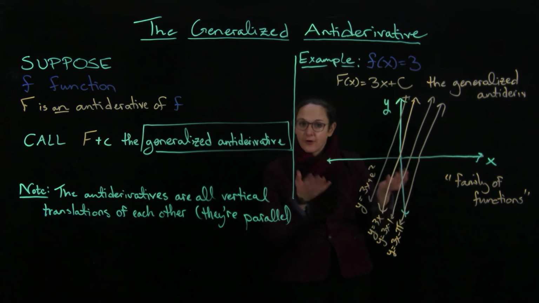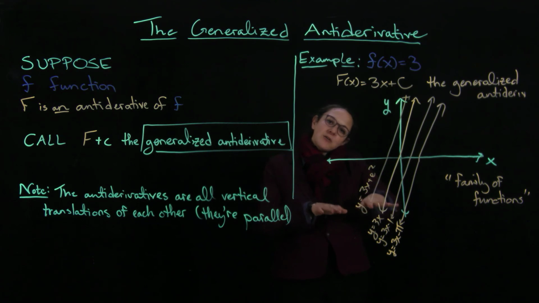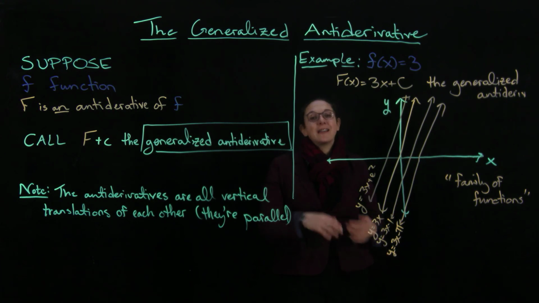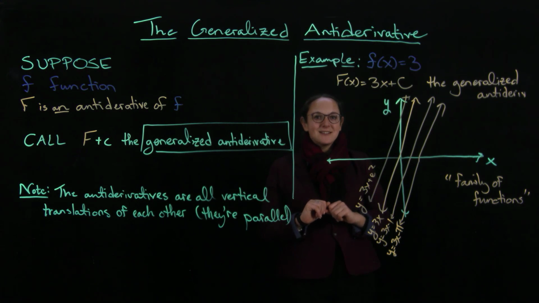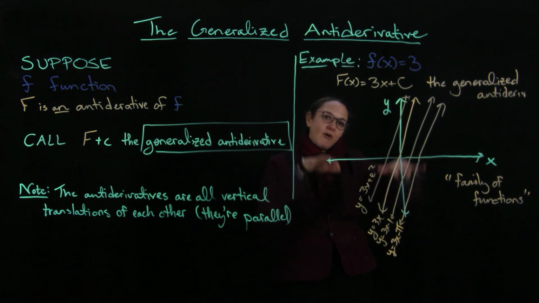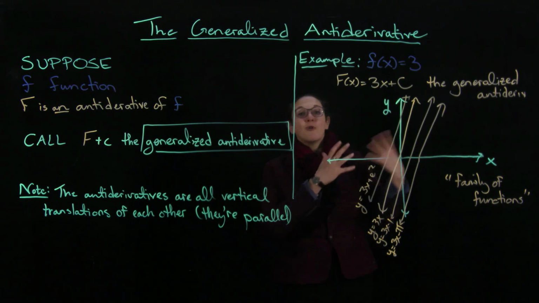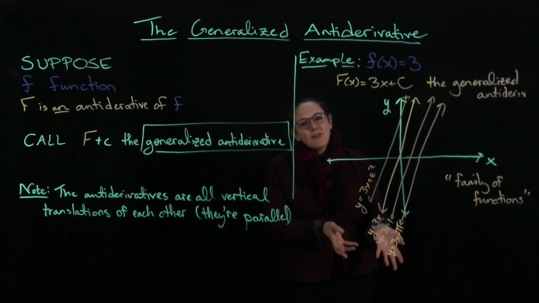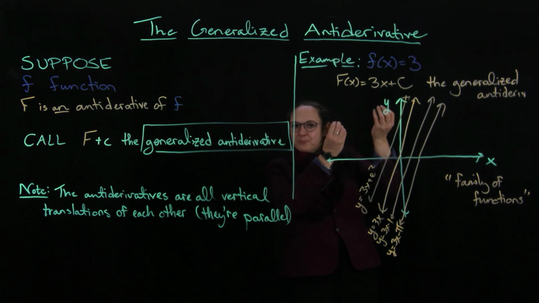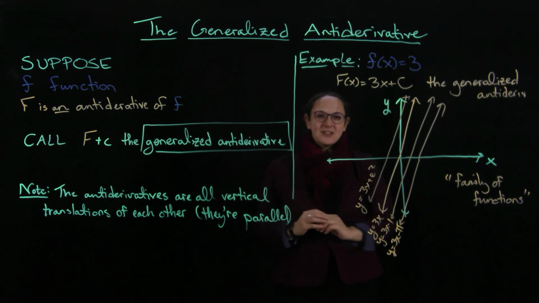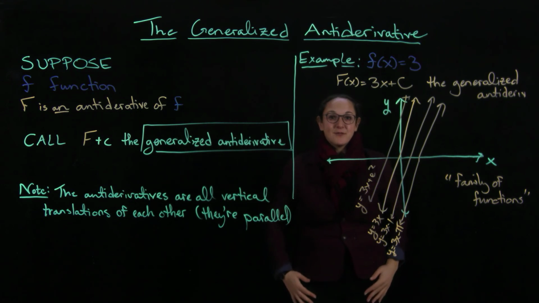Now, if you were to graph all of them, what you get are all the vertical translates of each other. The fact that they precisely differ by a constant graphically means they're all vertical translates of each other. So it's a nice picture to have in your mind of what an antiderivative is: all these functions that are vertical translates of each other whose derivative gives you the function that you want. And so that's the antiderivative of the function.